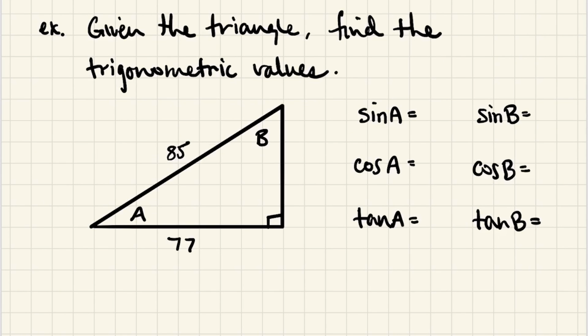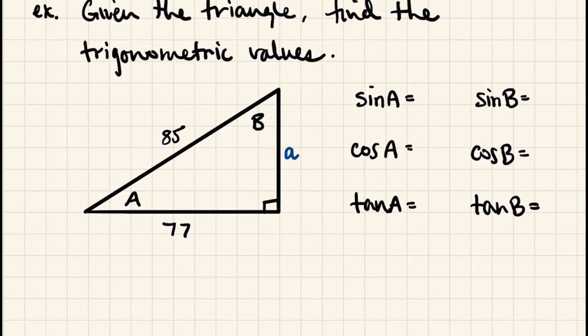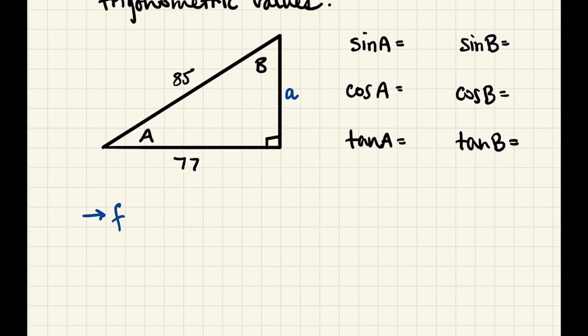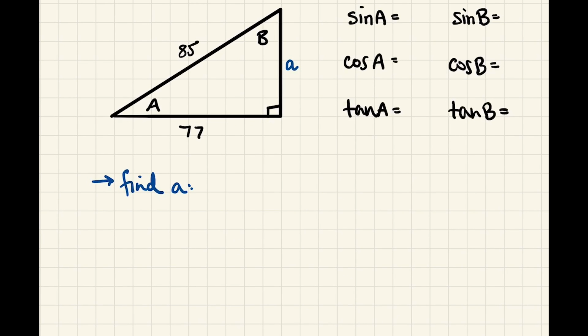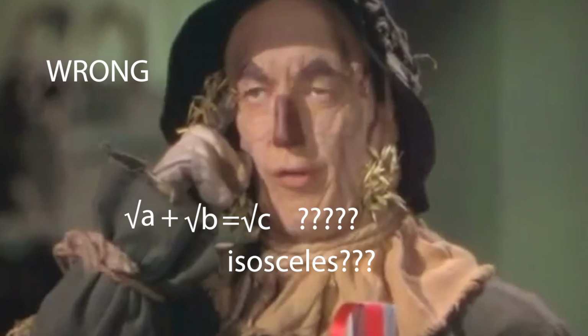Okay, so here we're given a triangle, and we're asked to read off of the triangle a few different trig values of angle A and angle B. So before we can do that, we are missing one side length of this triangle, so we should figure that out. Let's call this side here little a, and the first thing we should do is find little a, and of course we'll use the Pythagorean theorem. The sum of the squares of the two legs of a right triangle is equal to the square of the hypotenuse.